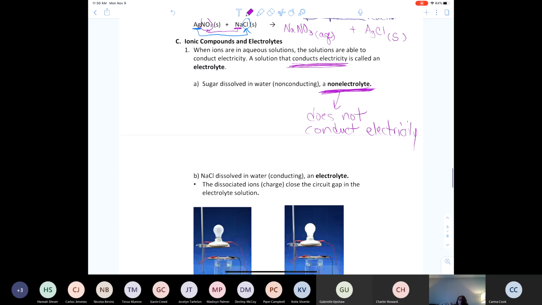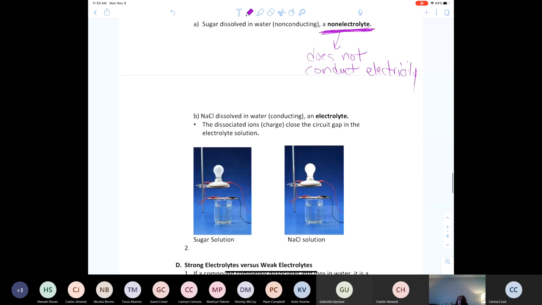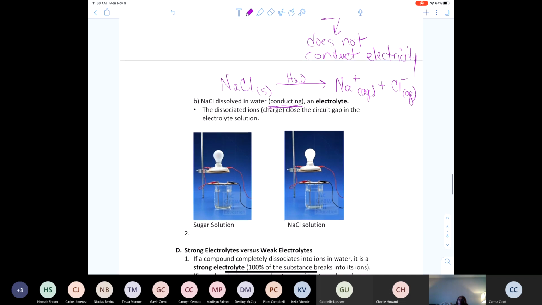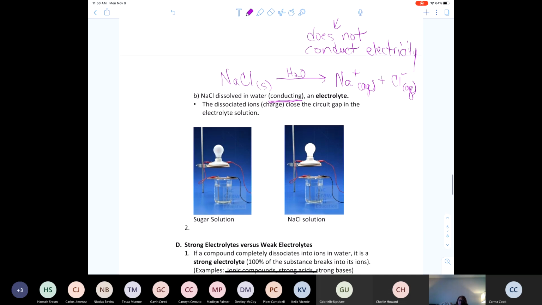Sodium chloride, however, dissolved in water, is conducting because sodium chloride solutions are electrolyte solutions. And so the sodium chloride, when placed in water, dissociates into the sodium ion and the chloride ion. So you have these ions free in solution with their charges, and therefore they're able to conduct an electrical current.